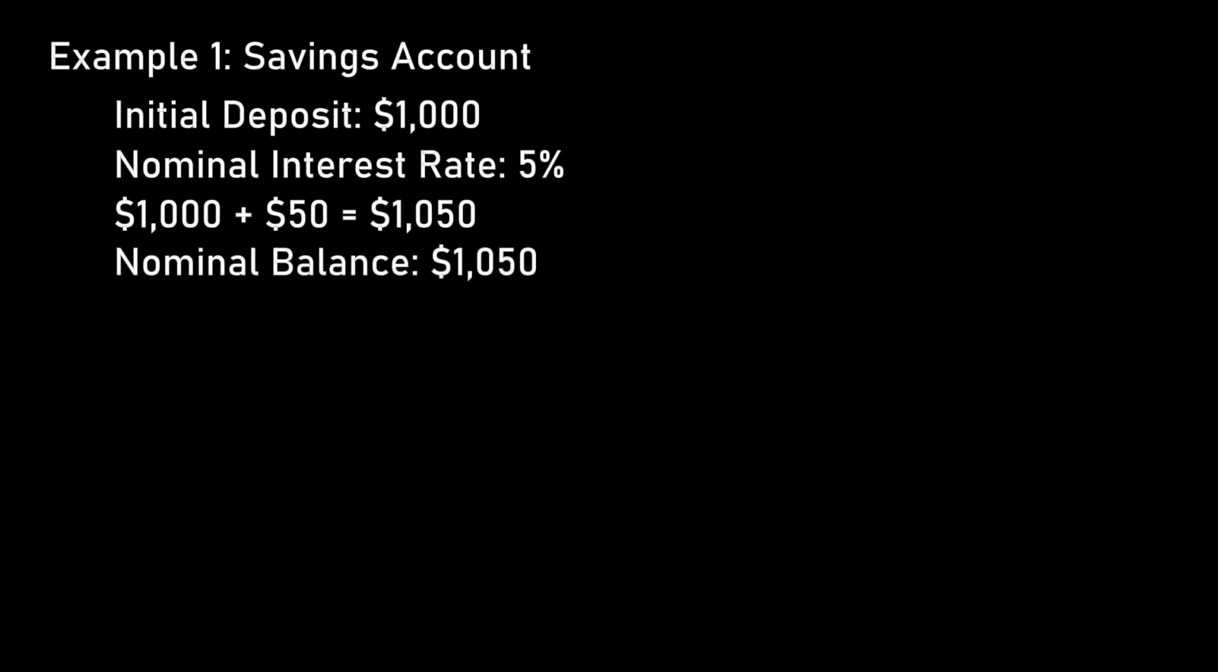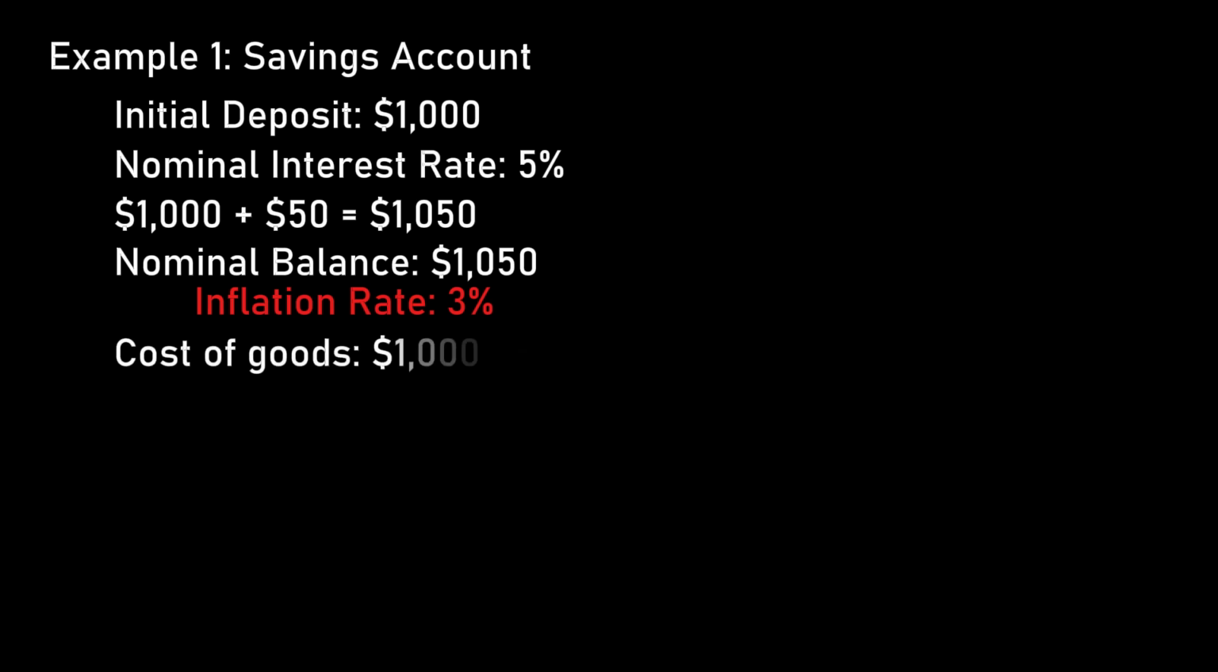Imagine you put $1,000 into a savings account. The bank offers a nominal interest rate of 5%. At the end of 1 year, the bank adds 5% to your balance. You now have $1,050. This is your nominal gain. However, during that same year, let's say the inflation rate was 3%. This means that a basket of goods that cost $1,000 at the start of the year now costs $1,030.